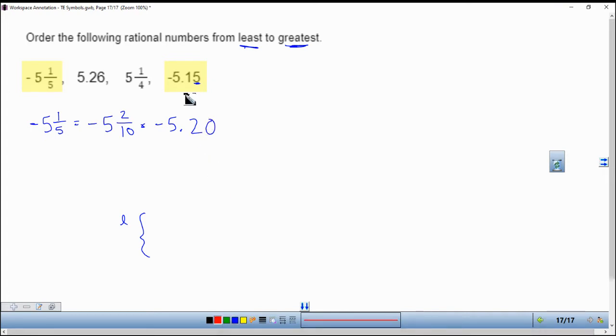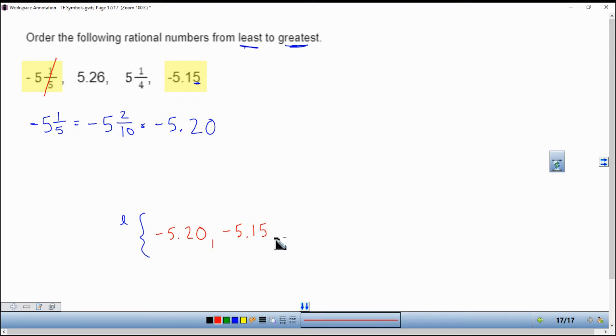So now I'm thinking between negative 5 and 20 hundredths and negative 5 and 15 hundredths, which one has the least value? The one that has the least value is the one that's farther away from 0. So I'm thinking that this negative 5 and 20 hundredths is slightly farther away from 0. So I'm going to list that first. That's going to have the least value. Okay, so that one's done. I've sorted that one. Next is the only negative number that's left, negative 5 and 15 hundredths.